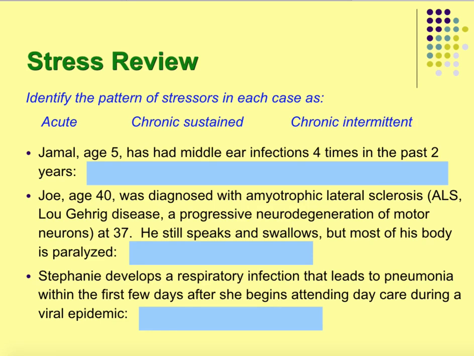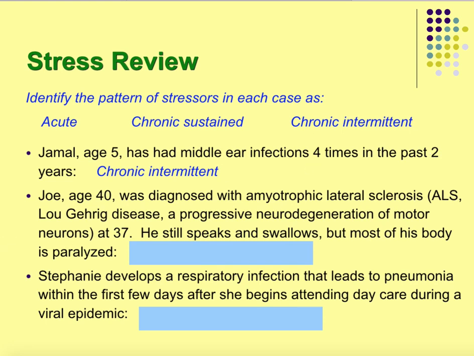So a little bit more of a review on stress. Jamal is 5 years old and he has had middle ear infections 4 times in the past 2 years. So would you categorize him as having acute stress, chronic sustained, or chronic intermittent? So chronic sustained would be constant, intermittent is coming and going. So he is 5, he's had 4 infections in the past 2 years. So it is chronic intermittent. It's lasted 2 years, but it's only been 4 times within those 2 years.